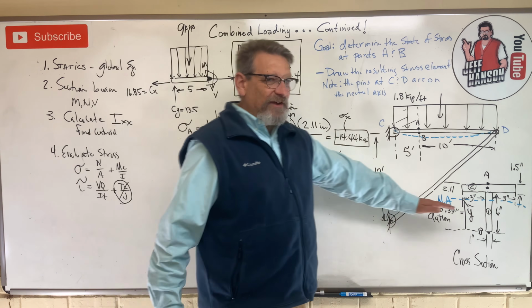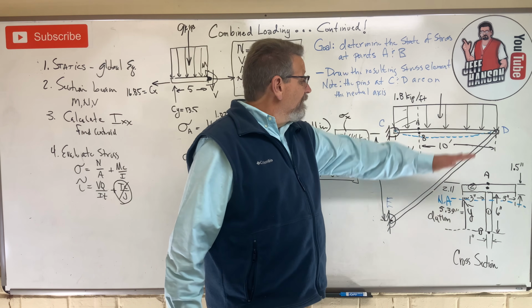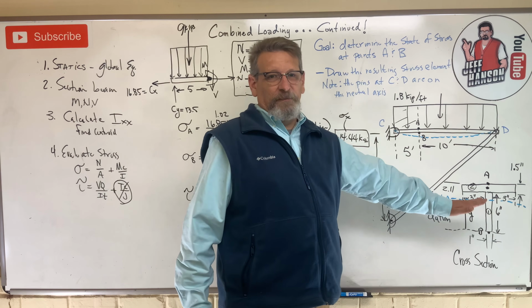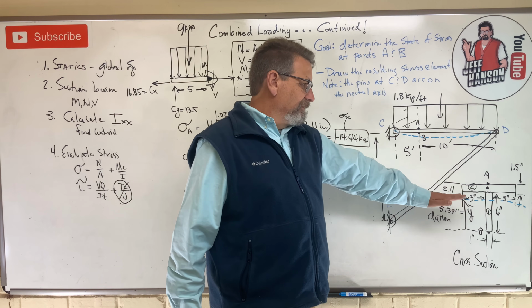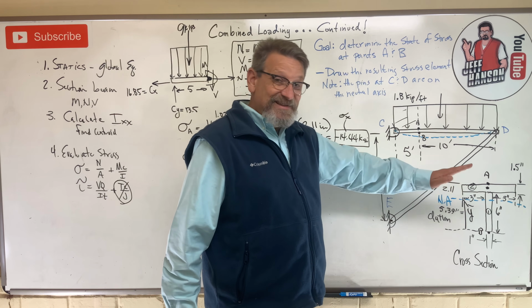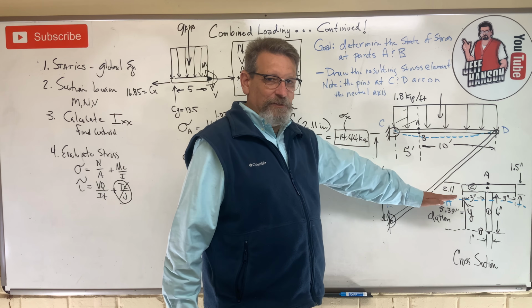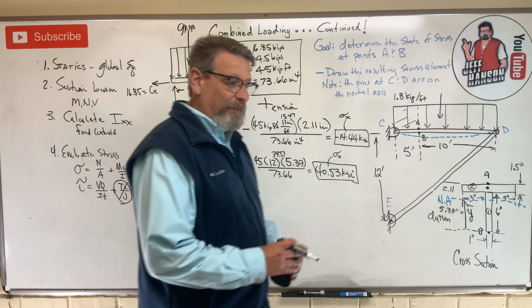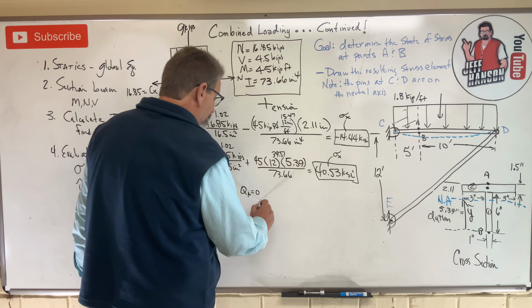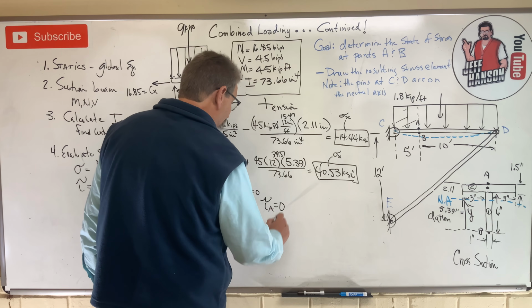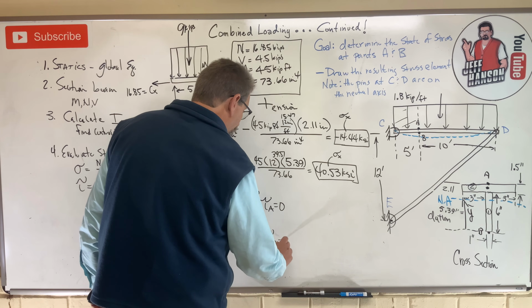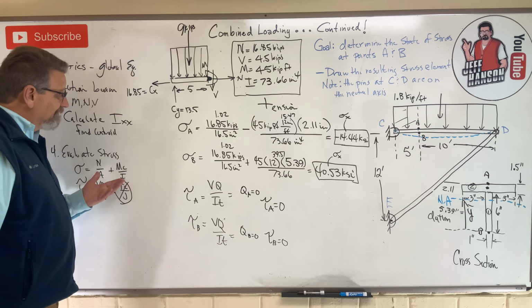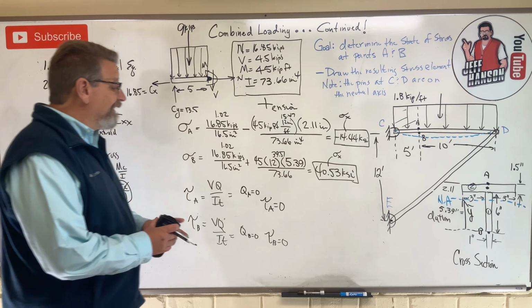Shear stress is maximum at the neutral axis and 0 at the outside of the part, whereas normal stress is, no, backwards, normal stress is 0 at the neutral axis and maximum at the outside of the part. So those two are backwards from each other. So therefore, tau A equals 0, tau B equals 0. And there's no torsion. There's no TC over J. So this is not too bad, is it?